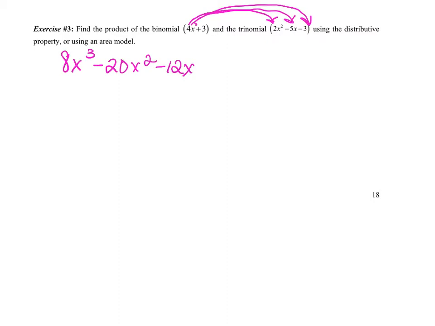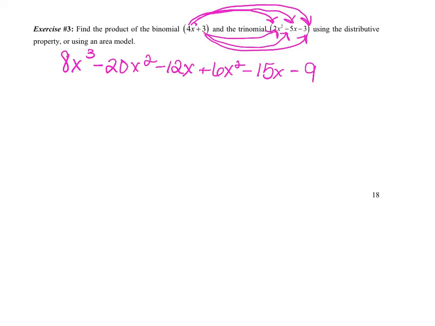Now I'm going to distribute my 3. So 3 times 2x squared is 6x squared. And then I'm going to do 3 times negative 5x, which is negative 15x. And then 3 times negative 3 is negative 9. Once you do that, you want to combine like terms with your exponents in descending order.